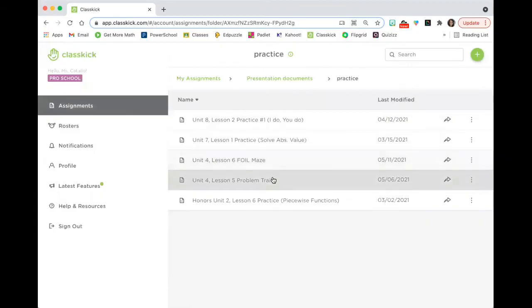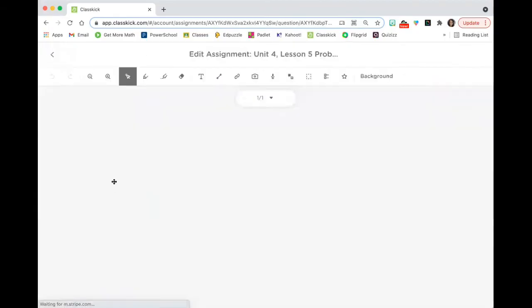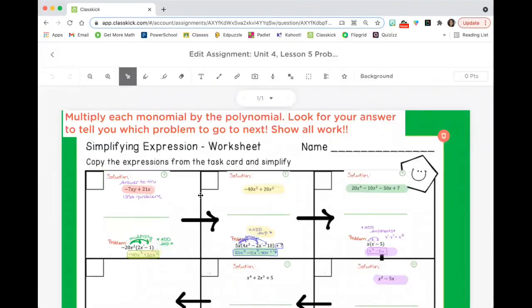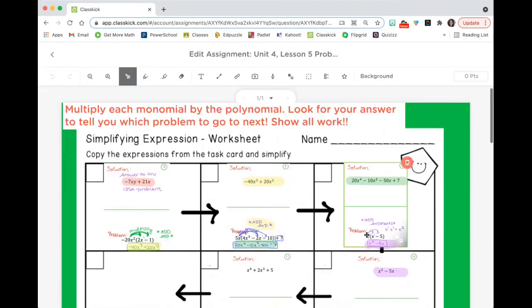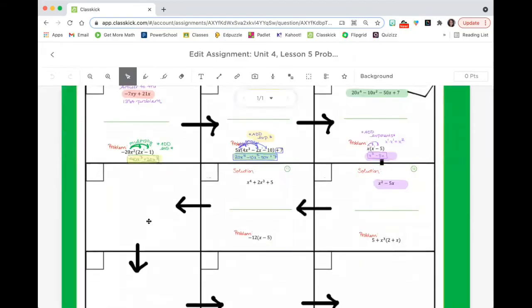So I've had problem trails, again, another drag and drop opportunity, something that I would have needed to previously cut out sets for. I now can interact with it. I'm able to go through, and I did this live where I showed them some work and then leave it for them to continue the rest.